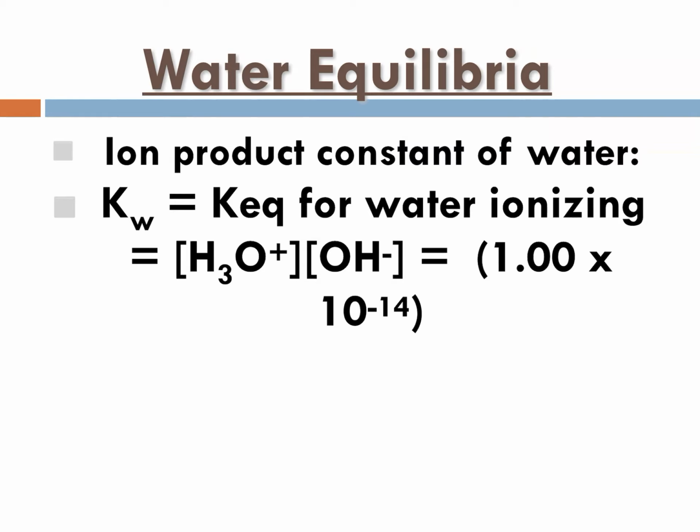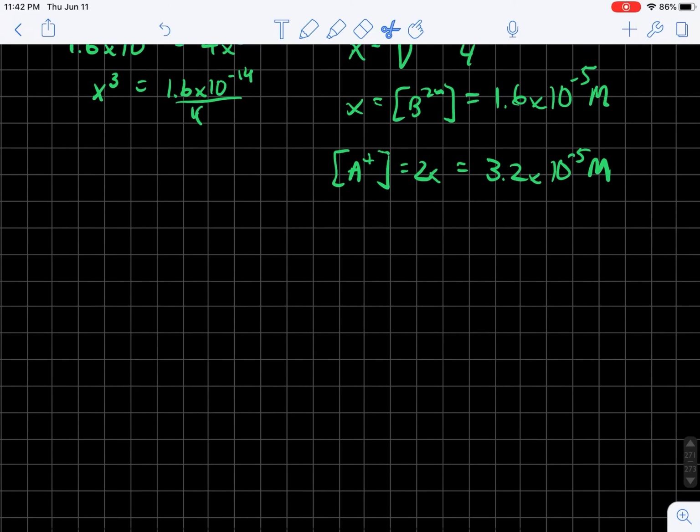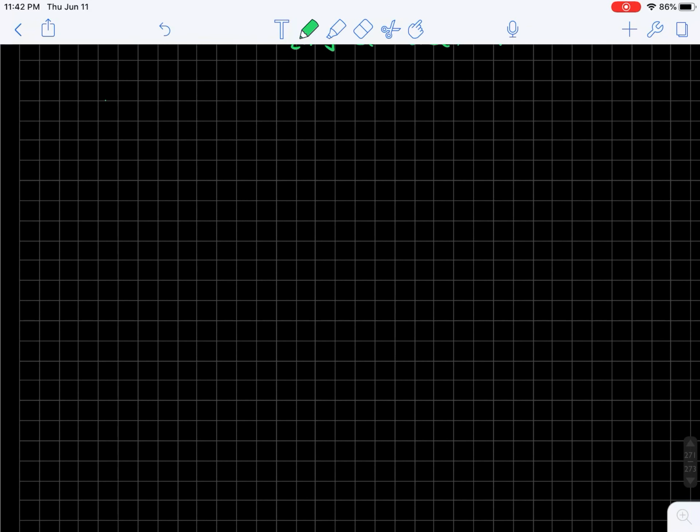So it's going to be H plus times OH minus, and it always comes out to be 1 times 10 to the minus 14, so it's a very small number. And you don't have to memorize that number. That number will be given to you, of course, on a test. So Kw is H plus times OH minus, and that's always going to come out to be 1 times 10 to the minus 14.